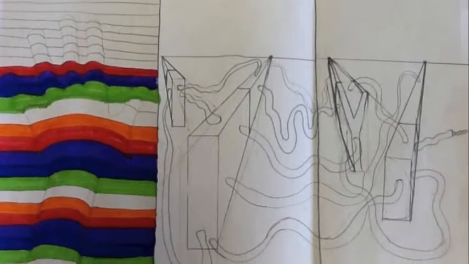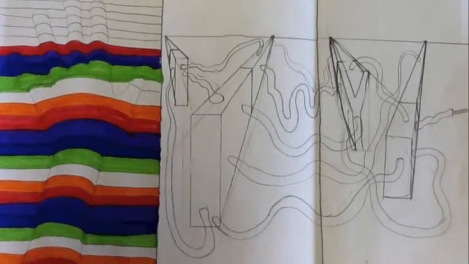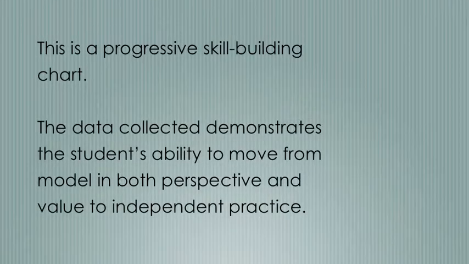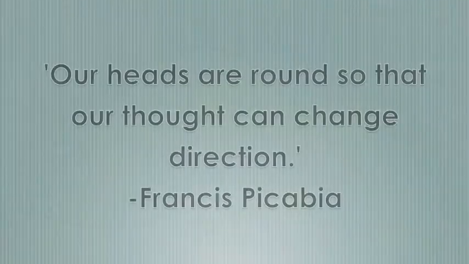These examples are from 5th grade. They are skill-building charts. They are a way to see the students moving from both model to independent practice. There are many more formative assessments and data collecting tools on this site.